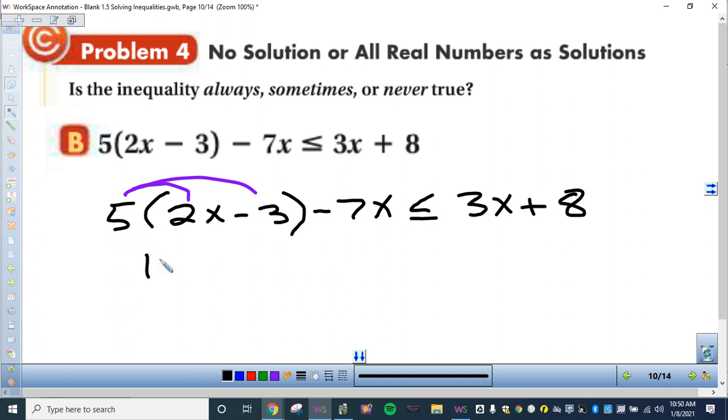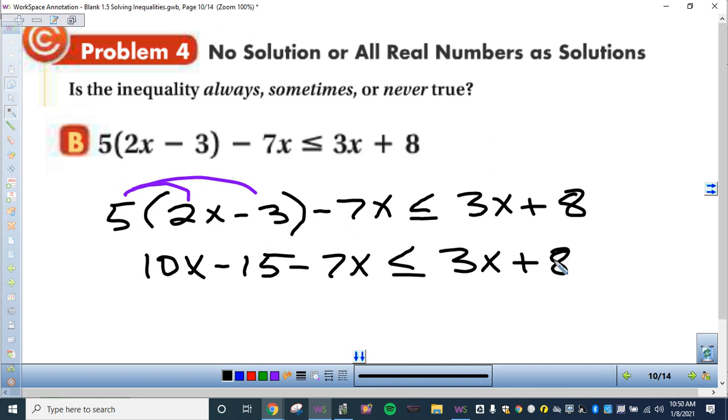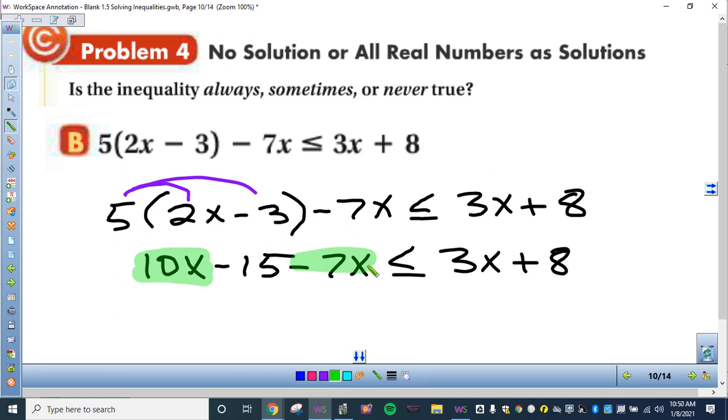So 5 times 2x is 10x. 5 times negative 3 is negative 15. Minus 7x, less than or equal to 3x plus 8. Some of you guys that struggle in algebra, you're looking at this problem like, oh, man, this is just not fun. Just one step at a time, chill, it's going to be okay. Use your colors, slow down, right? It's just a couple more steps when they add more stuff to the problem. It's not that big a deal.